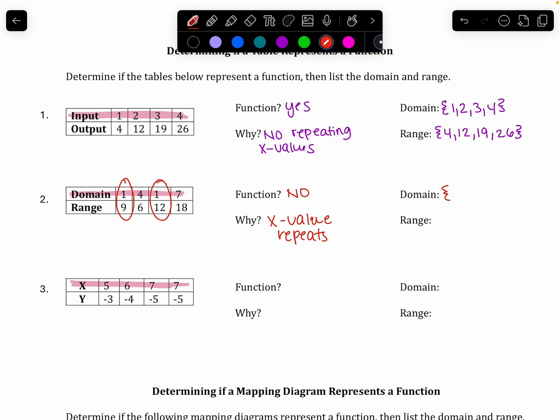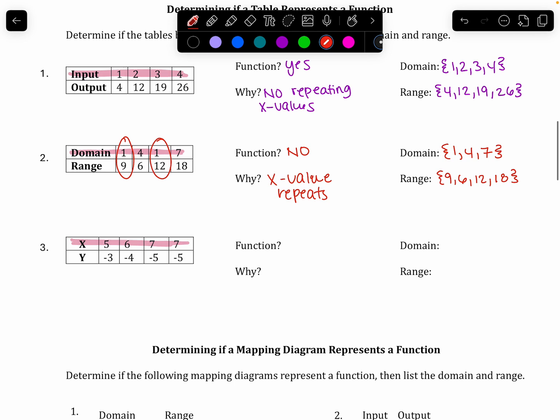Now, when we list our domain and range, if you have a repeating domain value, you are not required to write it in the domain. Like if you look at the domain that I wrote down, I didn't do 1, 4, 1, 7. I just did 1, 4, and 7. I don't need to write the number 1 twice. My range will be 9, 6, 12, and 18. Range are just your y values.